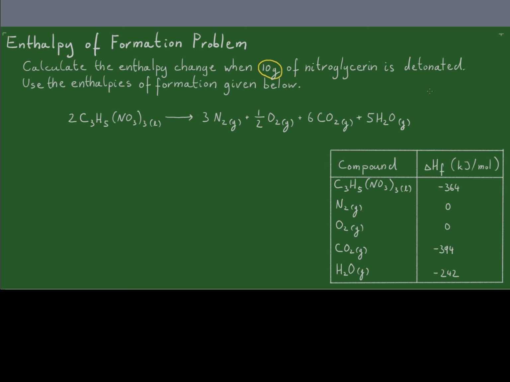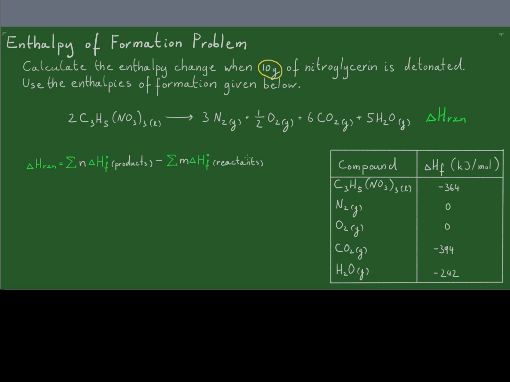So in order to figure out the enthalpy change for 10 grams of nitroglycerin, I firstly need to figure out the enthalpy change for this reaction. How do I do that? I will need this formula. So this is the formula we use when we are trying to calculate the enthalpy changes using enthalpies of formation. So we need to sum up all the enthalpies of formation of the products and then subtract all the enthalpies of formation of the reactants.